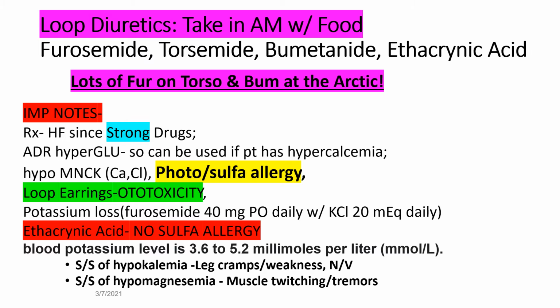This is loop earrings. This is a mnemonic. Loop earrings, so ototoxicity. Potassium loss is seen, so usually furosemide is given with potassium chloride. Ethacrynic acid is the loop which does not show sulfa allergy. Important point. Normal blood potassium levels is 3.6 to 5.2. Signs and symptoms of hypokalemia, leg cramps, weakness, nausea, vomiting. Signs and symptoms of hypomagnesemia is muscle twitching, tremors.